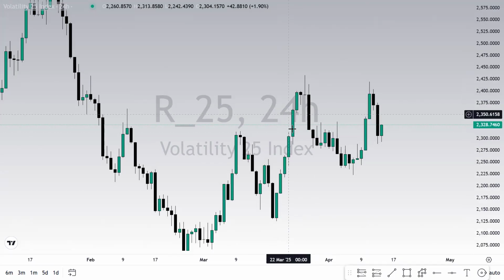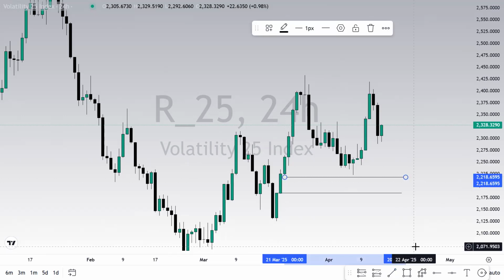Can you see why it is different from fair value gap? If I want to mark out fair value gap, I will just mark out this high. I'll mark out this high and I'll mark out this low. This is my fair value gap, right? Now, this is liquidity void.